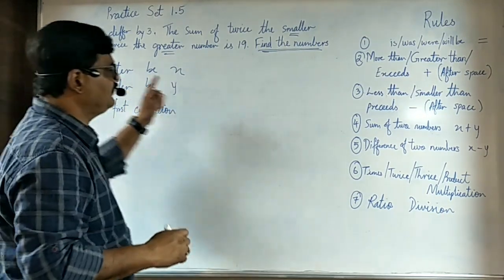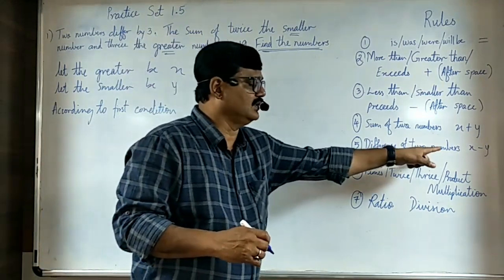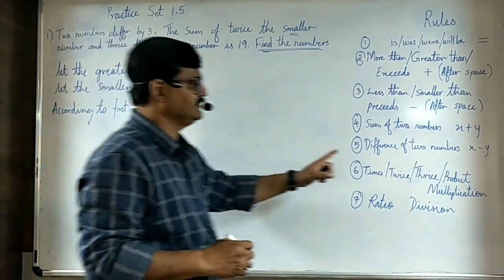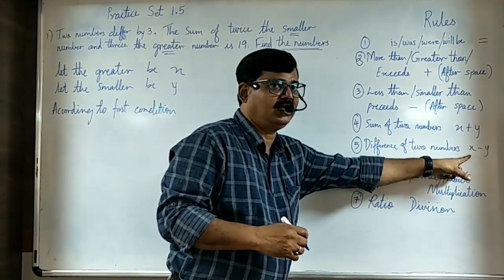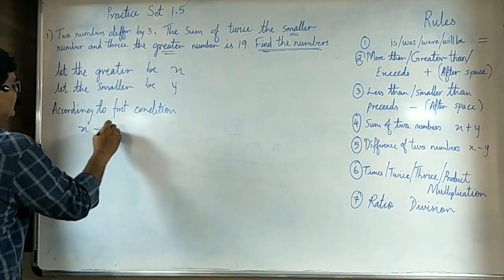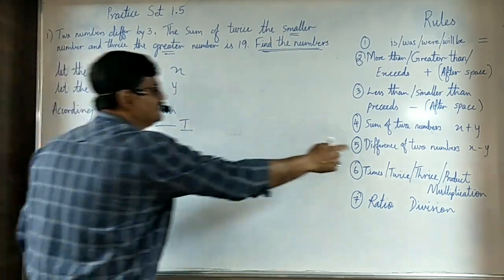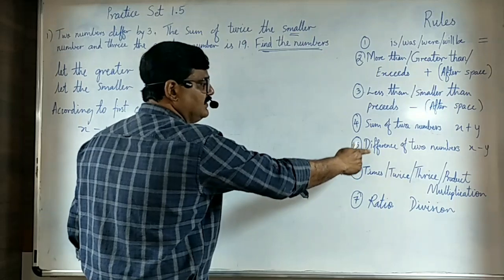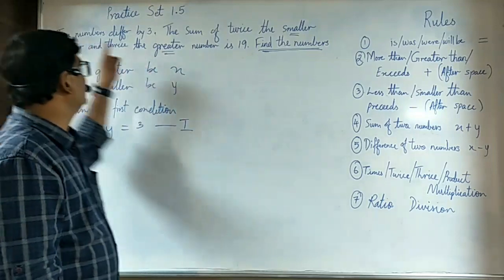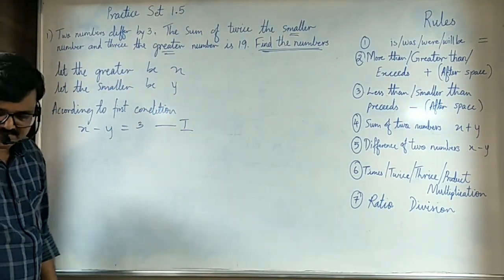Now, differ means what? If you see rule number 5, the difference of two numbers, it means differ by two numbers. Here also, the difference of two numbers. So what do you have to write? x minus y. So I am writing x minus y is equal to 3, and that's how I got my first statement. Very simple. I followed rule number 5, the difference of two numbers, which is x minus y. Here they have written that two numbers differ by 3, so I wrote differ by 3 over there. So simple it is.